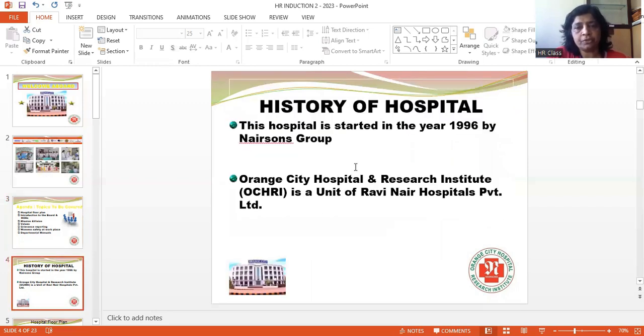Now coming to the history of the hospital. This hospital started in the year 1996 by the Nielsen's Group. And Oral City Hospital and Research Institute is a unit of Ravi Nair Hospitals Private Limited.